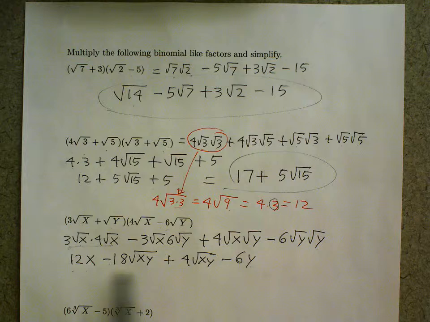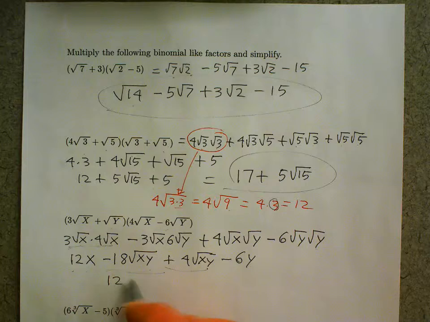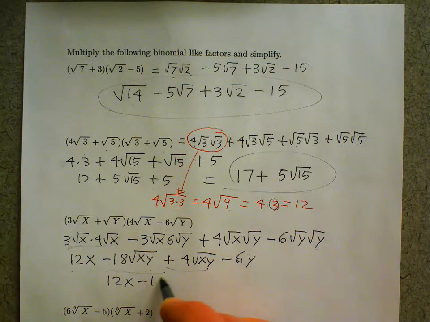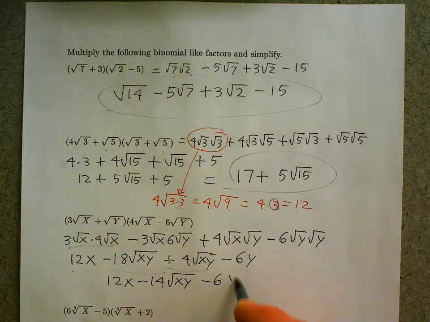And there's just one step left. The two middle terms are like terms. So we get 12x minus 14 times the square root of xy minus 6y.